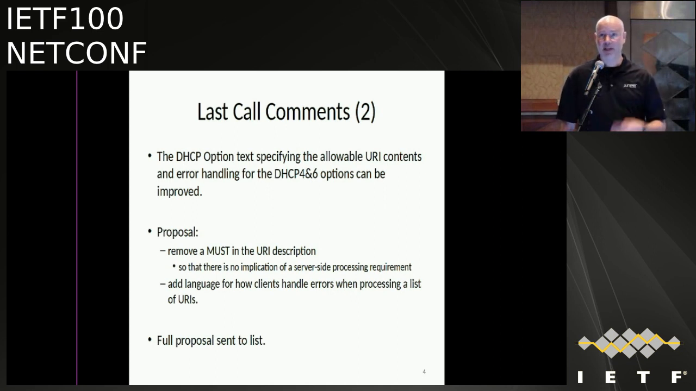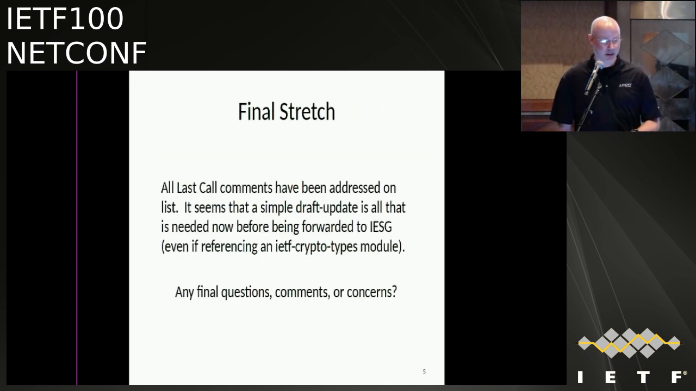And then to accommodate that, we added additional language to cover how clients handle errors when processing lists of URIs. So, we go over the fact that the URI has to be of a certain structure, and if it's not of that structure, then parts of it can be thrown away, and other parts, if they're there, then it has to skip over that entire URI as if it weren't present in the first place. So again, that full proposal was sent to the list. We view this, and actually even the previous comment, as somewhat editorial comments.